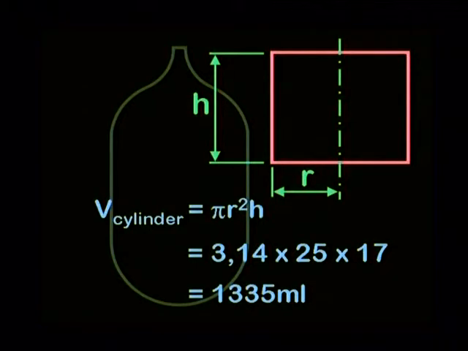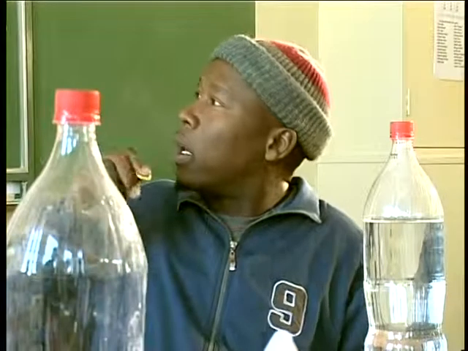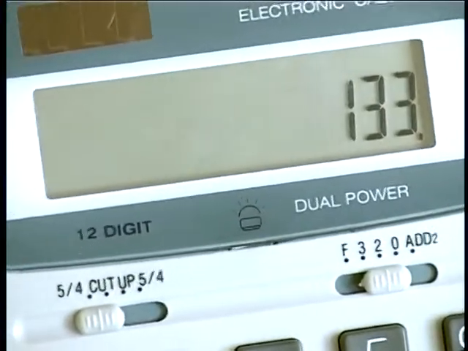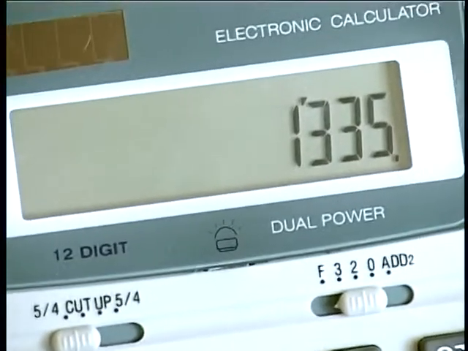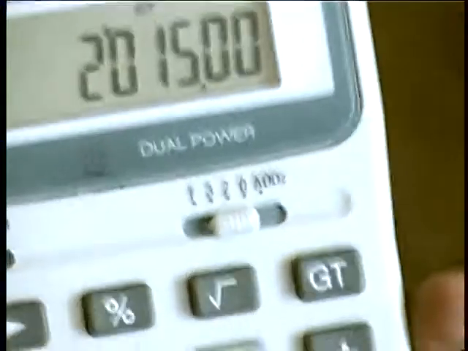So we can make it 1,335 milliliters. So altogether, you drank 2 cones, which is 680 milliliters. Our cylinder is 1,335. 680 plus 1,335 milliliters equals to. So all in all, you've used 2 liters.